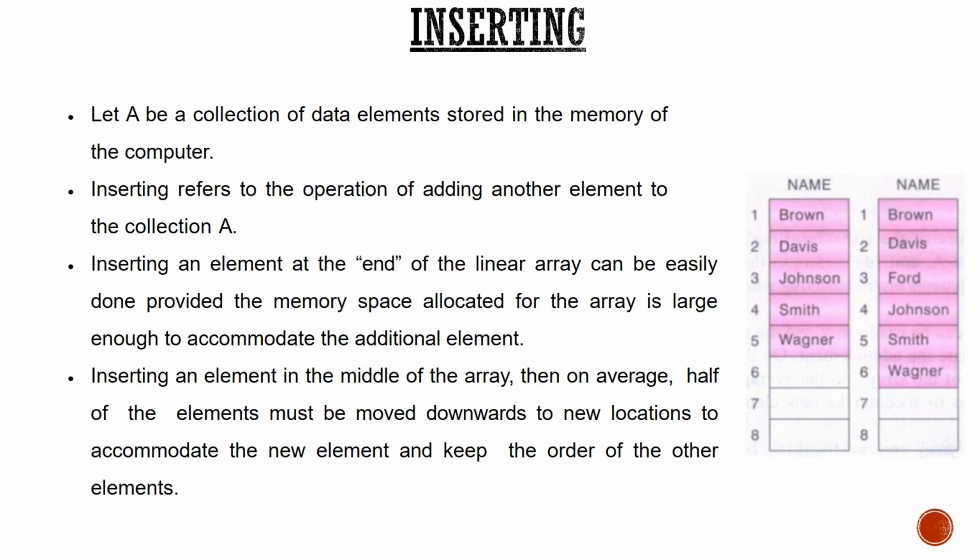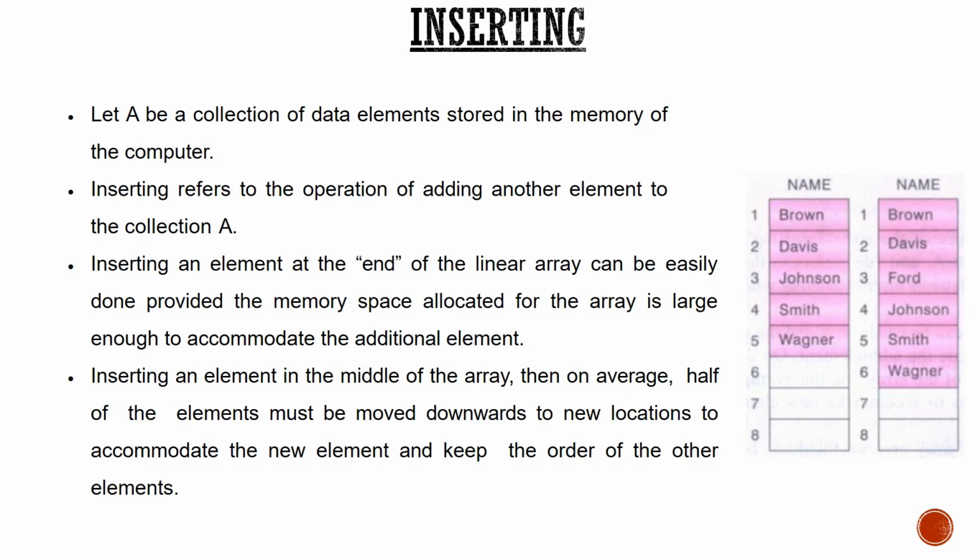Suppose look at the elements over here. The names are Brown, Davis, Johnson, Smith, Wagner. Suppose I want to insert an element Zebra over there. Then where is it to be inserted? At the index value 6, it is to be inserted. So no need to shift anything. Directly I can go to the index value 6 and I can put my element over there.